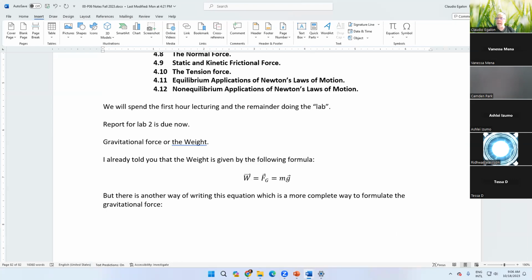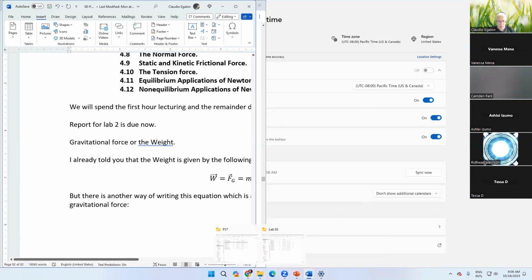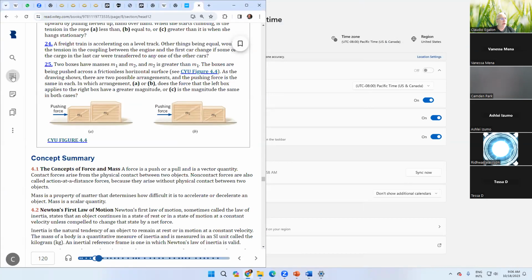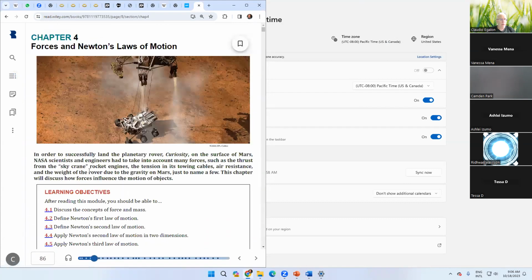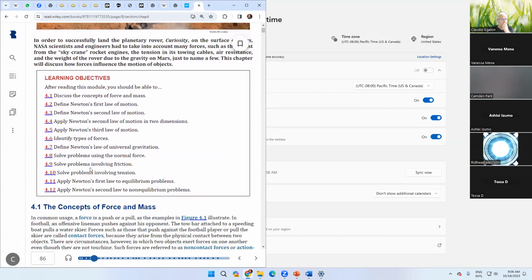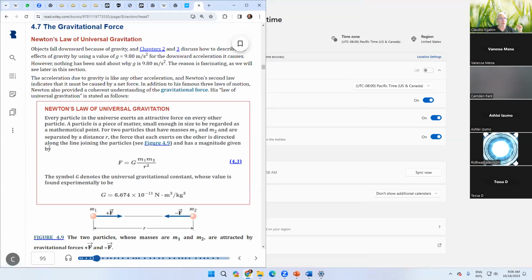The other way, and by the way, it's in your book, going back here. Gravitational force. Let's see, 4-1, 4-2, 4-3, 4-4. Then define, okay, that's the one. Define Newton's law of universal gravitation. And I'm going to write that down in terms of vectors.